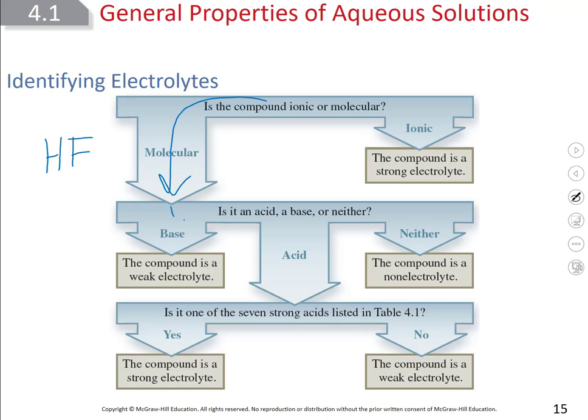So down to the next row. Is it one of the 7 strong acids listed on Table 4.1? Hydrofluoric. No, it is not. Hydrochloric, hydrobromic, hydroiodic, but hydrofluoric is not one of the 7. Therefore, it is what? Weak electrolyte. Ta-da!